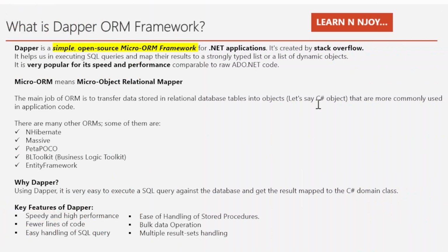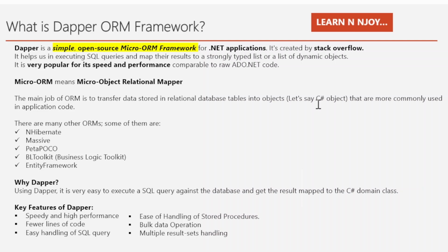What is Dapper ORM Framework? Dapper is a simple open source micro ORM framework for .NET applications. It's created by Stack Overflow. It helps us in executing SQL queries and mapping their results to a strongly typed list or a list of dynamic objects. It is very popular for its speed and performance, comparable to raw ADO.NET code.